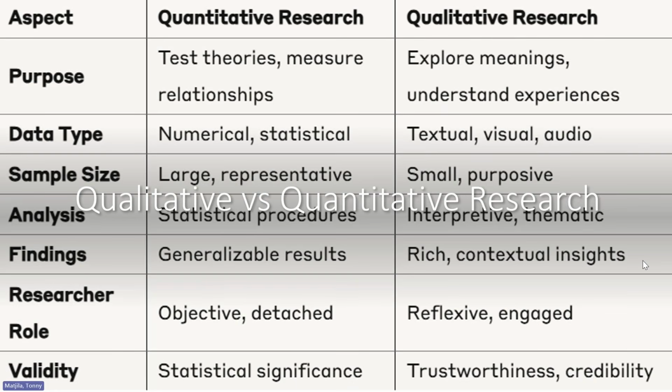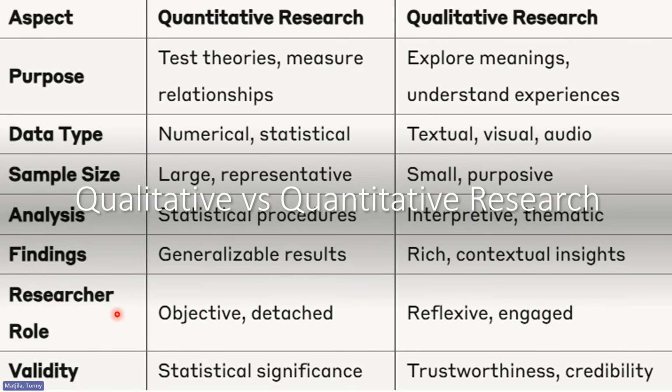Now, this table that I've projected will help you to clarify why we need different approaches for different research questions. You might use quantitative methods to measure literacy rates across provinces, but use qualitative methods to understand how students experience language barriers in higher education. Also notice how the researcher's role differs.